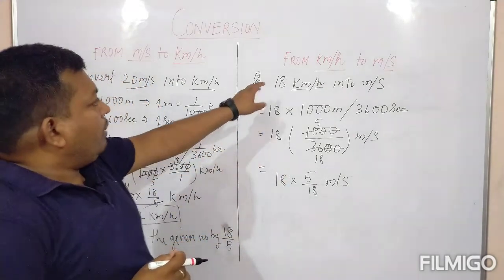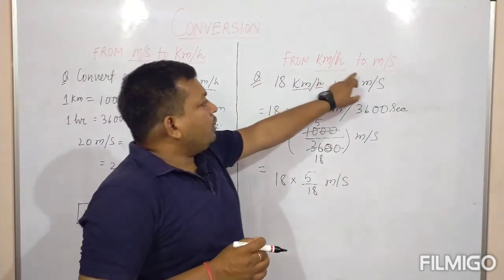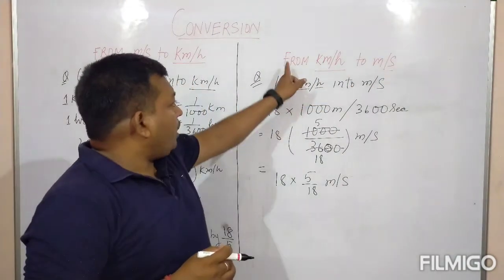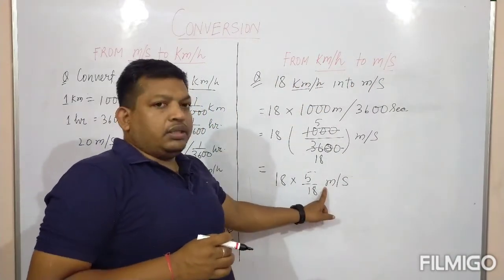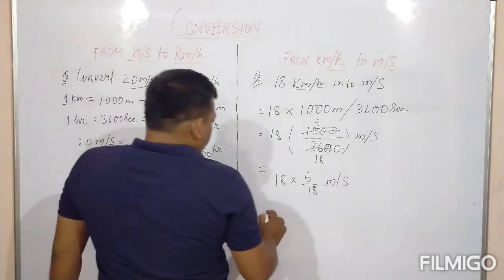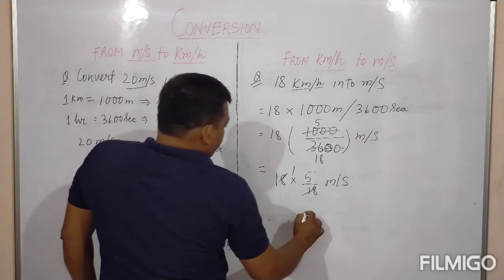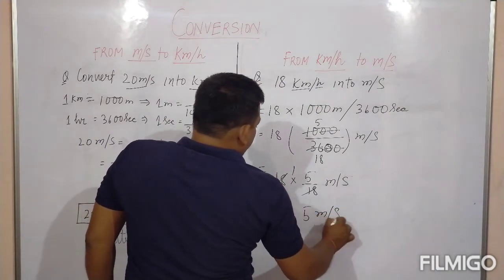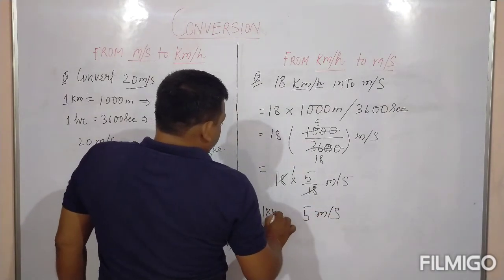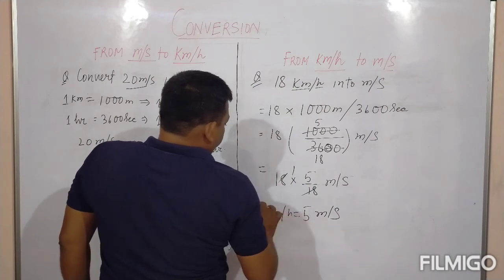Means whenever we have to convert kilometer per hour into meter per second, we will multiply the given number by 5 by 18. This is the shortest way. So 18 by 18 is 1, that is 5 meter per second, or 18 kilometer per hour equals 5 meter per second.